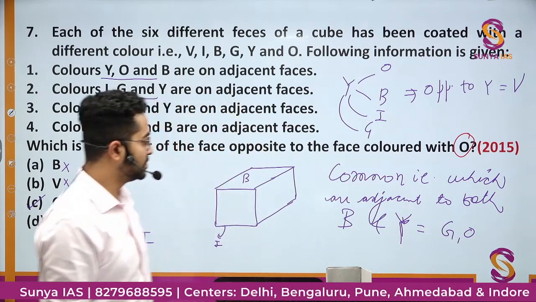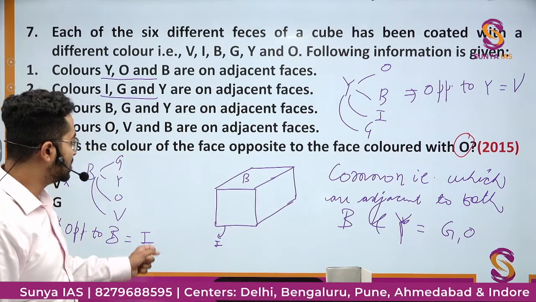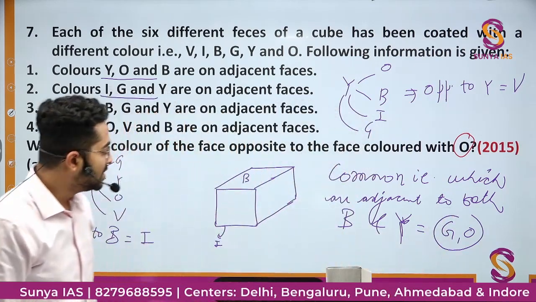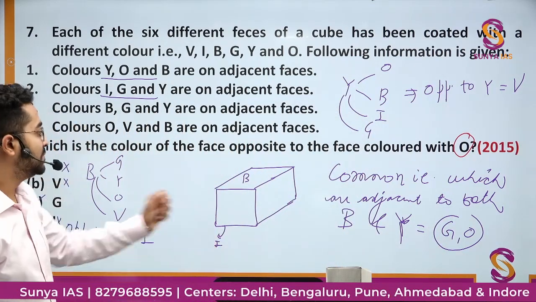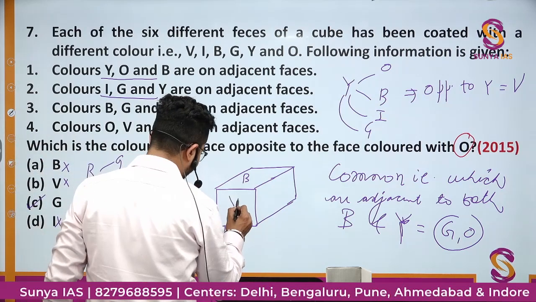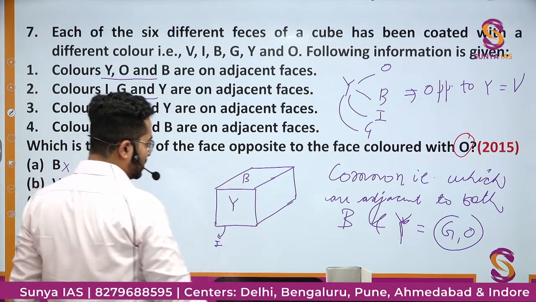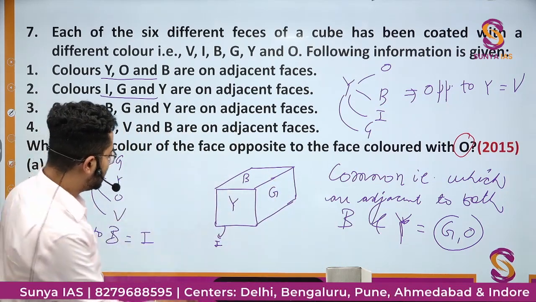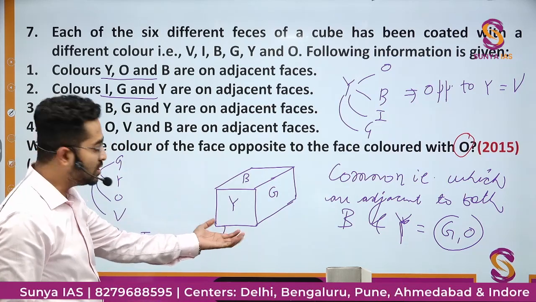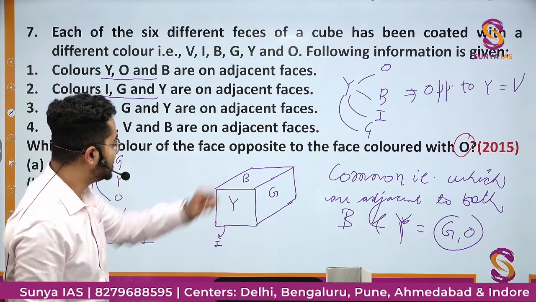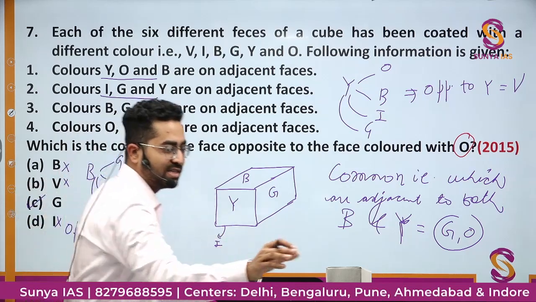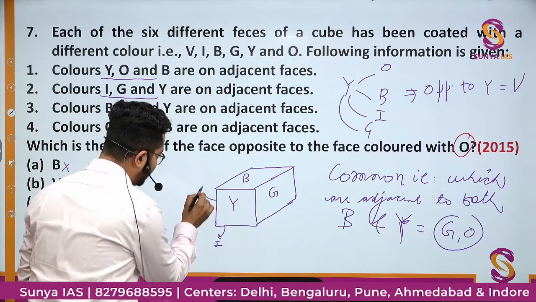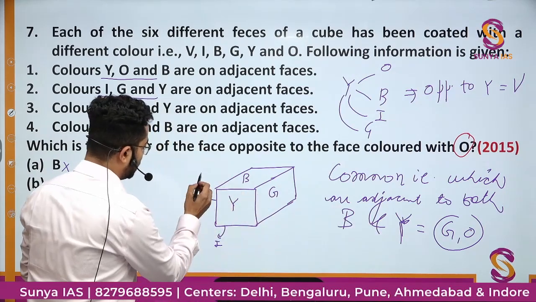G and O are such faces which are adjacent to both B and Y. If Y is here, then G will be here like that, and O will be here, because I is at the opposite and I is also an adjacent point. Then O will be this side face. If this is Y, this is G, this is B, this would be I. So here it would be O.